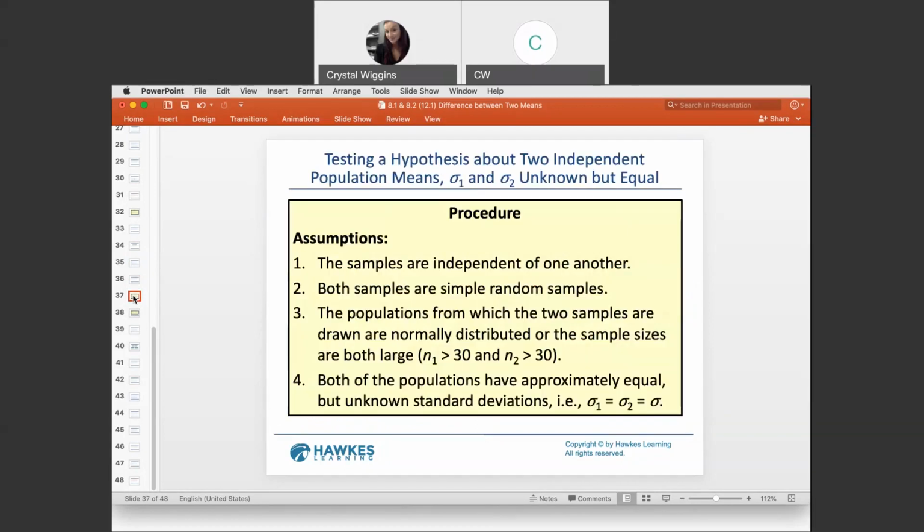Okay, let's test a hypothesis now where the sigmas are unknown but equal. So the assumptions again are that the samples are independent, that they're random samples, the population is normally distributed or has a large enough sample size taken, and we're still assuming that the population variances are approximately equal, even though we are not given the standard deviations for the population.